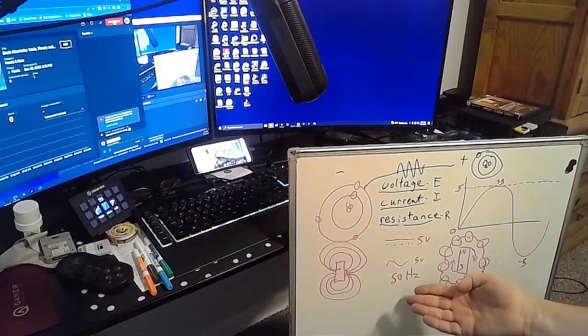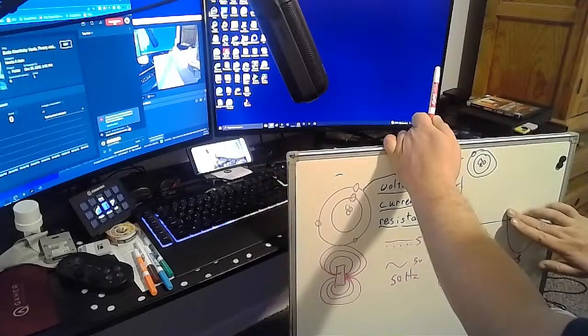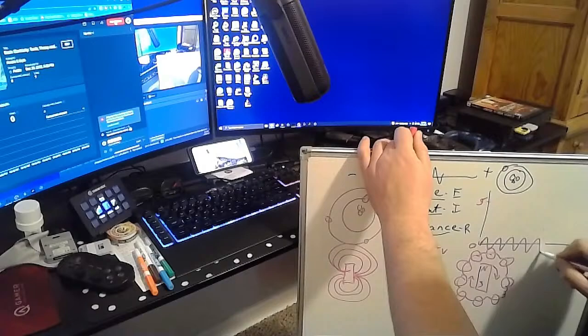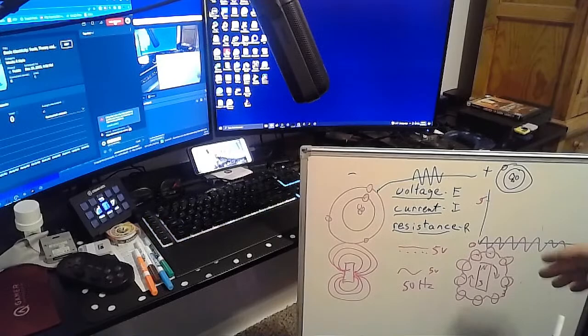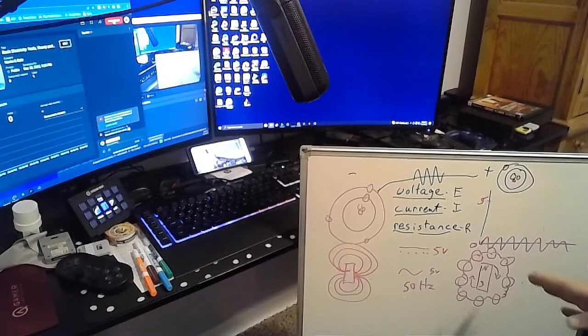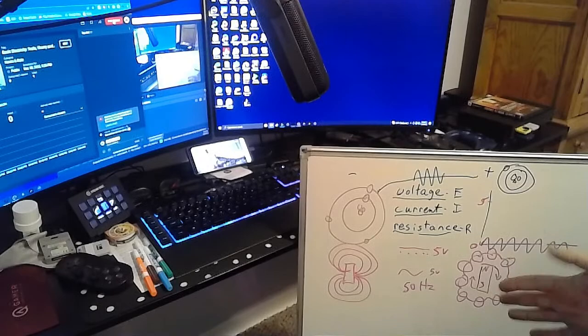So instead of this, we'll erase all this. It will look more like that. Now, obviously, this isn't a scale drawing, but you get the idea. It's going up, down, and then back to zero 60 times every second. That is the gist of how electricity works. In the United States, we run off of a 50 to 60 hertz system, mainly 60. As far as I know, it's mainly 60.